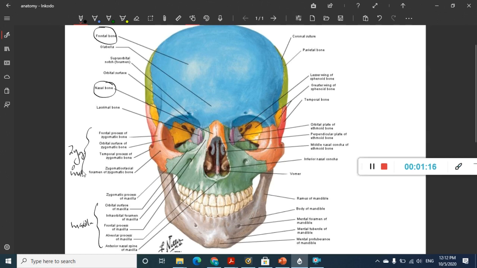So these are the features of zygomatic bone, these are the features of maxilla. Then you have this bone which you see, this is the mandibular bone. So these are the main bones which you see in the skull. First we will see the frontal region of the skull.